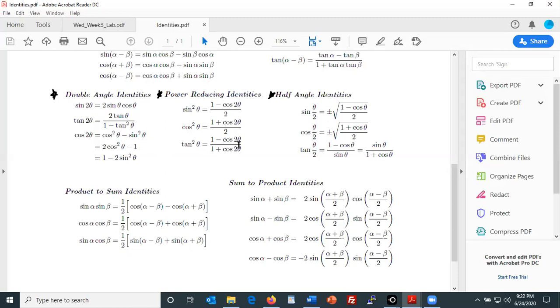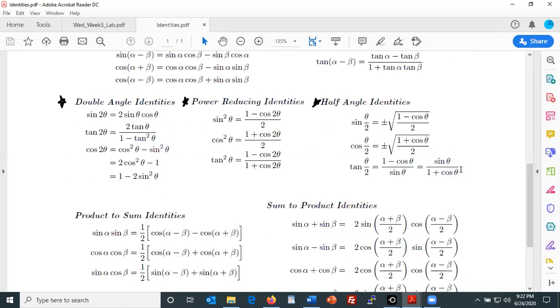They're really no different than the power reducing identities, so that's why I'm really not going to stress these much at all. But notice how these 3 line up. They're in the same line, and remember that's because these power reducing identities came from the double angle identities, and these half angle identities come directly from the power reducing identities. So keep that in mind.